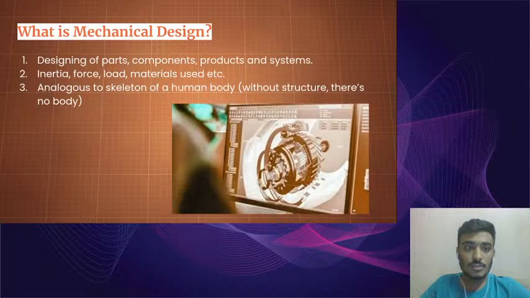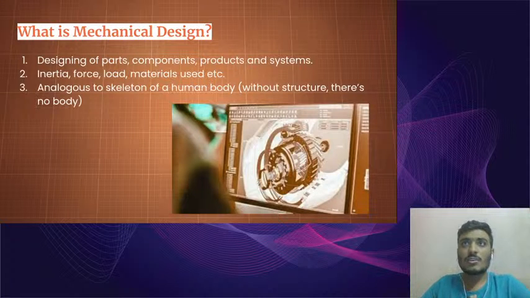Mechanical design involves designing of parts, components, products, and systems. It also uses physics terms like inertia, force, load, material use, etc. So if you want to find out how much load or how much force is to be supplied on a bot arm, then you need mechanical design to calculate that required force or load. We also need to identify the type of material that is supposed to be used in a particular component of a robot, and that's where mechanical design or mechanical engineering helps us.